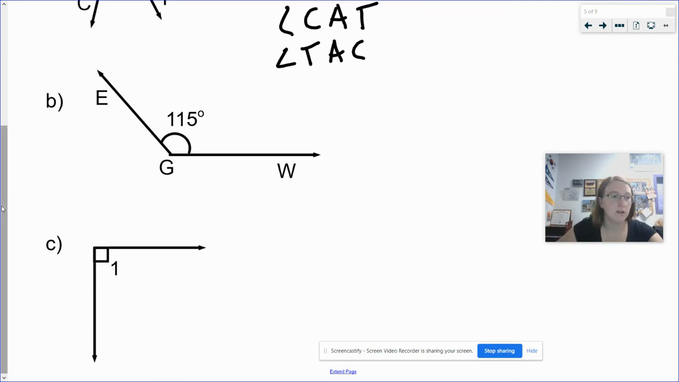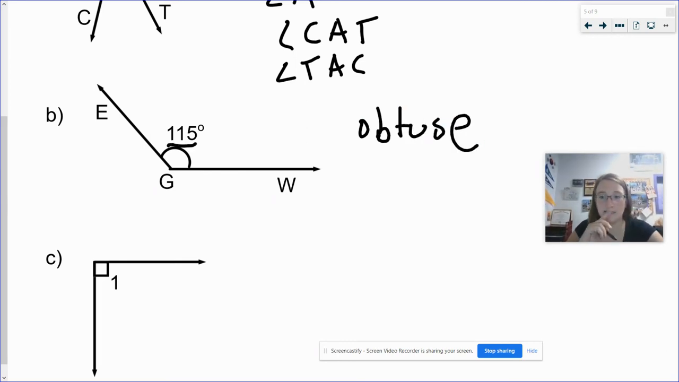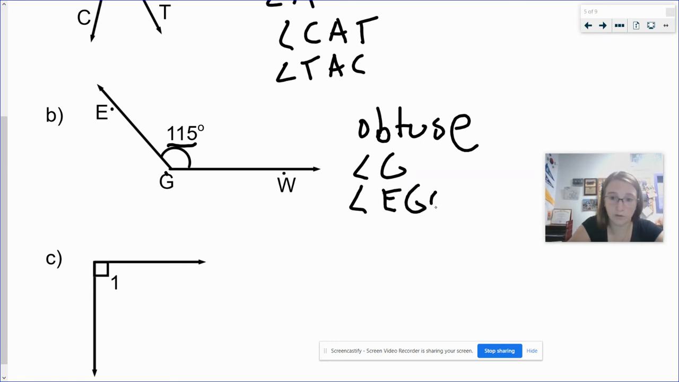Okay, let's check. So for B, this is obtuse. It's bigger than a corner. It's 115 degrees. That's bigger than 90. It's obtuse. Three different ways you could have named this. You only needed to choose one. I can call this angle G because that's the vertex, or I can call it EGW, or I can call it WGE. Those were your three options. If you picked any of those, you were correct.